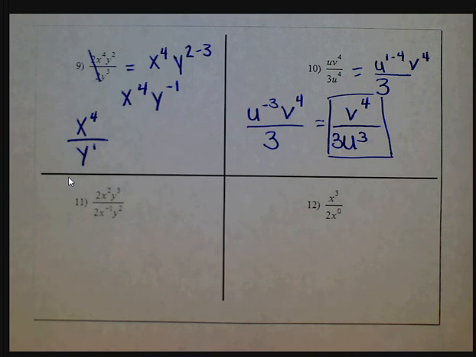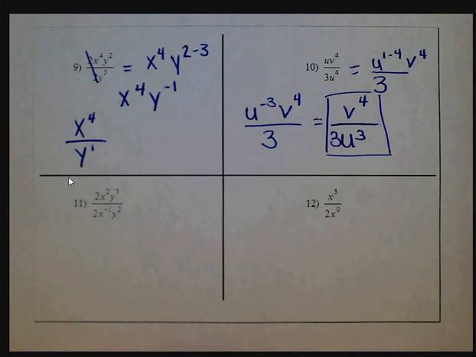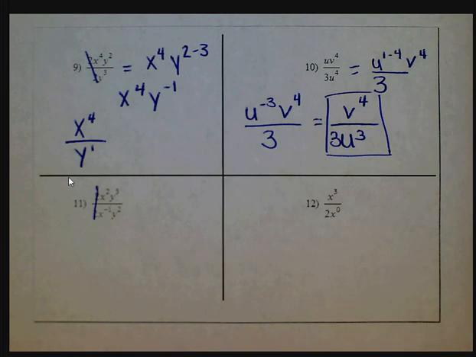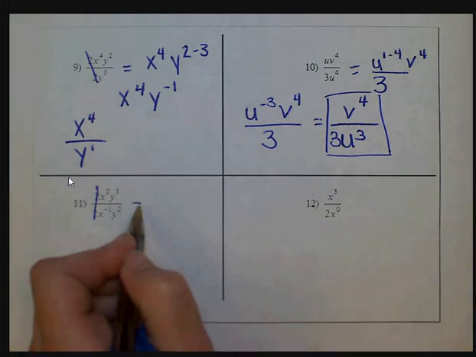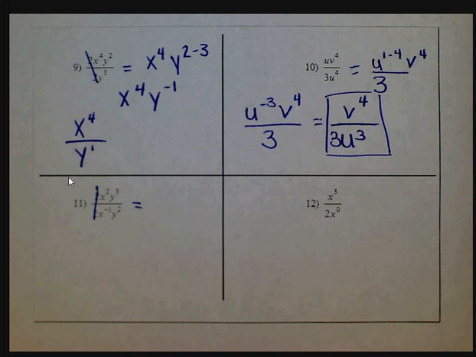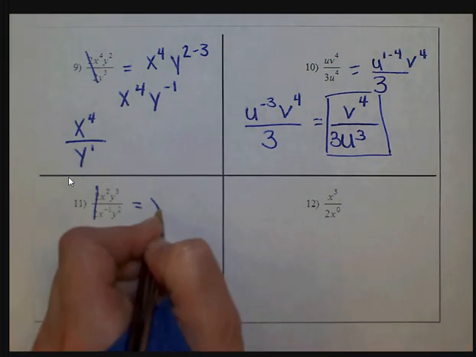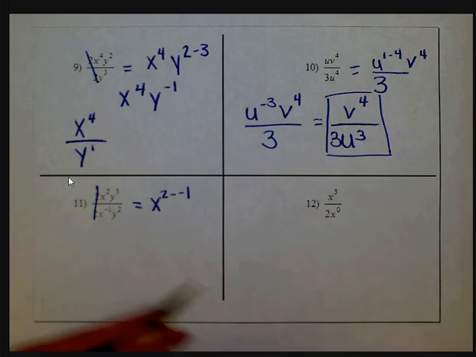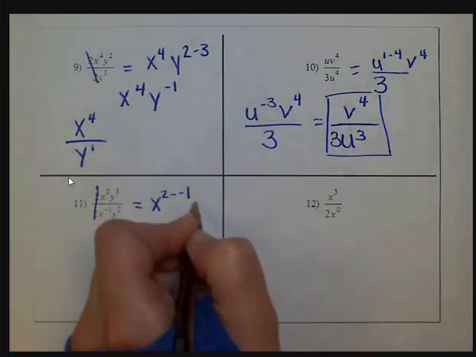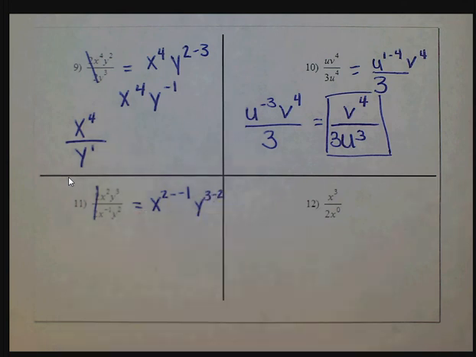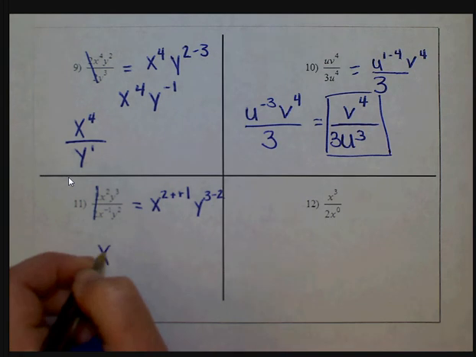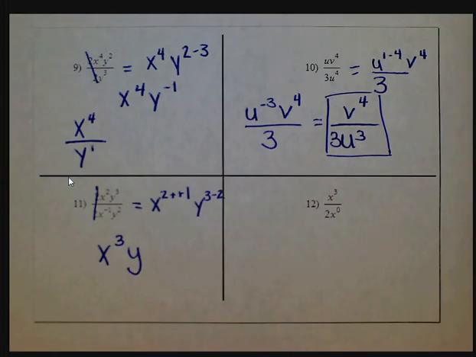All right, number 11. Again, you see the numbers. 2 divided by 2 is 1, so they cancel out and they go away. And now I have x squared divided by x to the negative 1. So that'll be x to the 2 minus a negative 1. And then my y's is y to the third divided by y squared. So it'll be y to the 3 minus 2. Change rule makes that an addition problem. So I have x to the third, y to the first as my final answer.